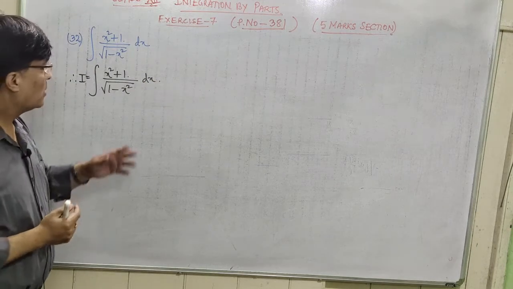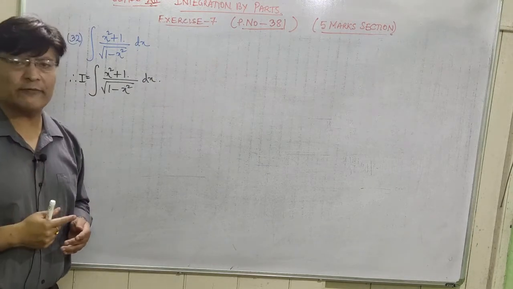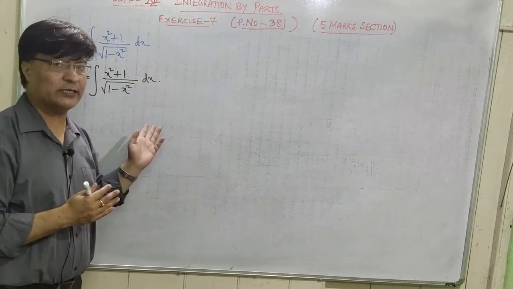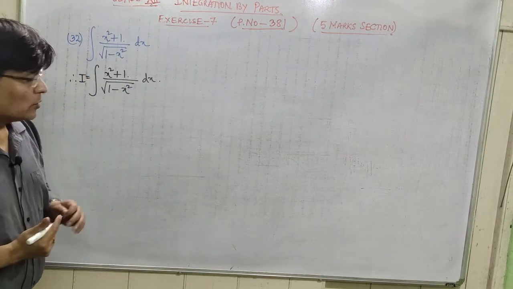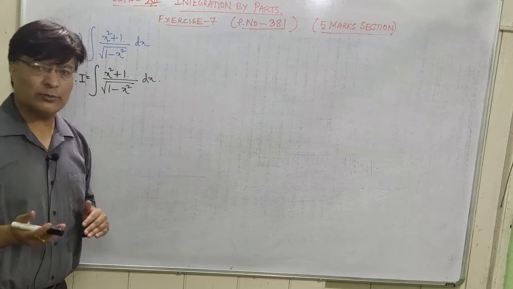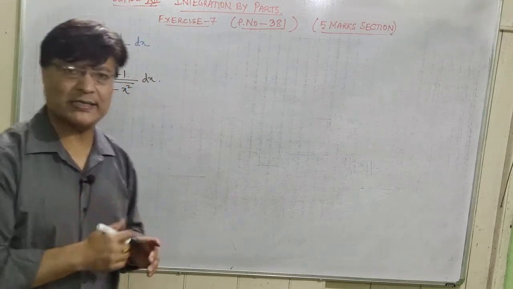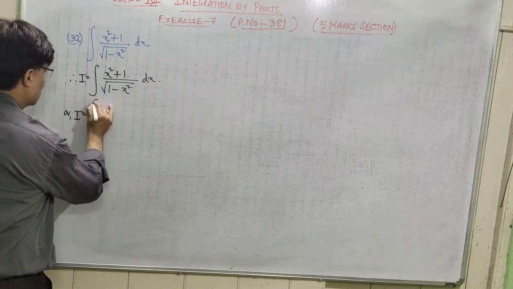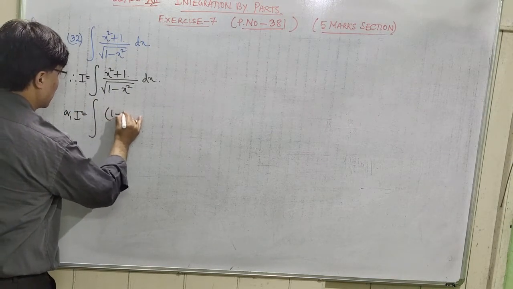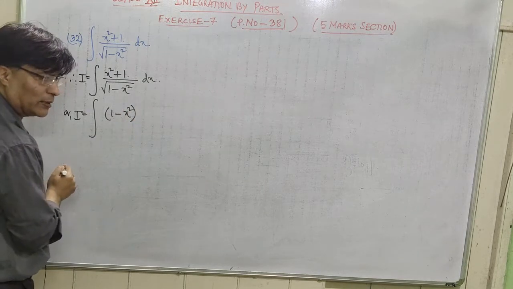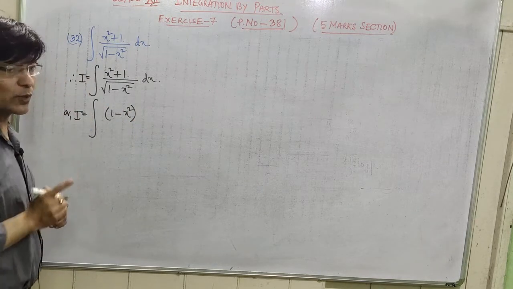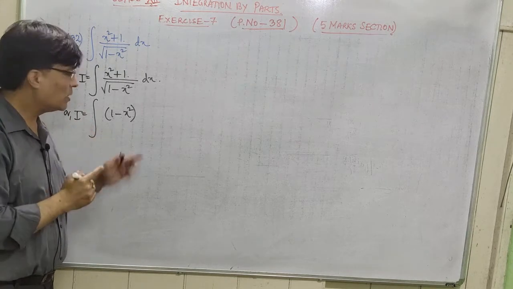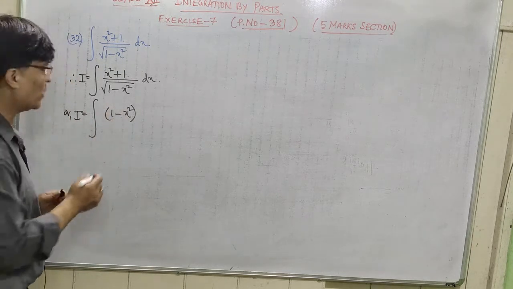Okay. Now in the numerator the highest power of x is 2, and in the denominator within square root the highest power of x here is also 2. So whatever is there in the denominator within square root, let us write it in the numerator. Or I is equal to integration of, let us write it within bracket 1 minus x square. Because within square root there is 1 minus x square, so we write within bracket 1 minus x square.